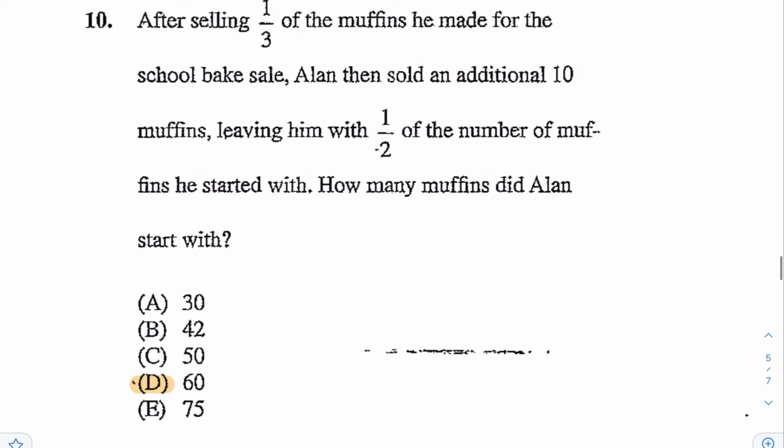Next, for number 10, after selling a third of the muffins he made for the school bake sale, Alan then sold an additional 10 muffins, leaving him with half of the number of muffins he started with. How many muffins did Alan start with? So we don't know how many muffins he started with, but he sold 1/3 of them. So you could say he started with X. The first thing he did is he sold 1/3 of X. So that means he has 2/3 left.